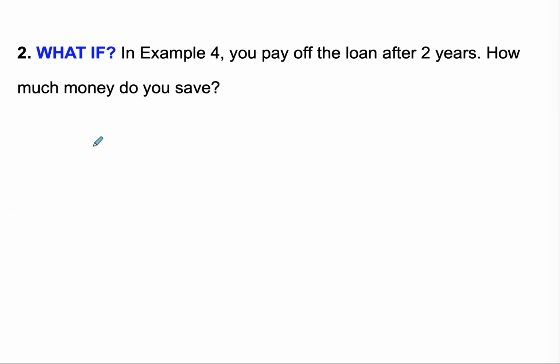All right, here is one to try on your own. Go ahead and pause the video and try this one on your own. All right, here it says in example 4, you pay off the loan after 2 years. How much money do you save? Okay, so we're going to still use our interest equals our principal times rate times time. We are still looking for our interest. Our principal and our rate will be the same.